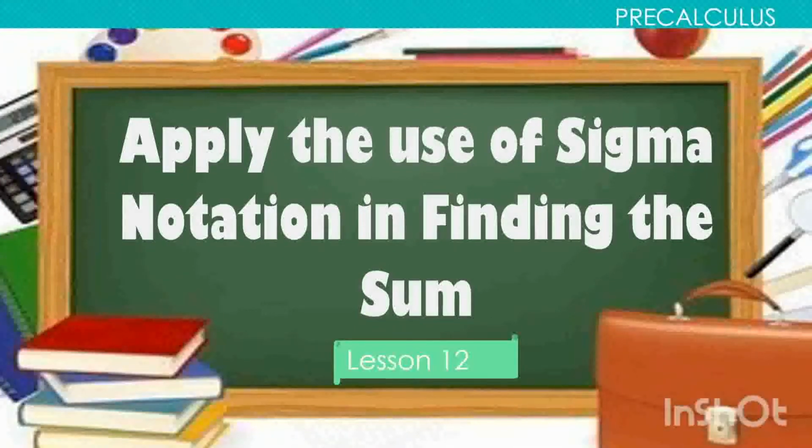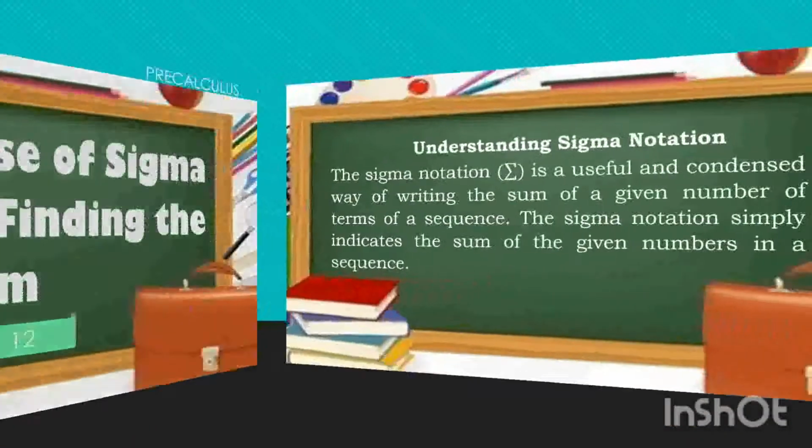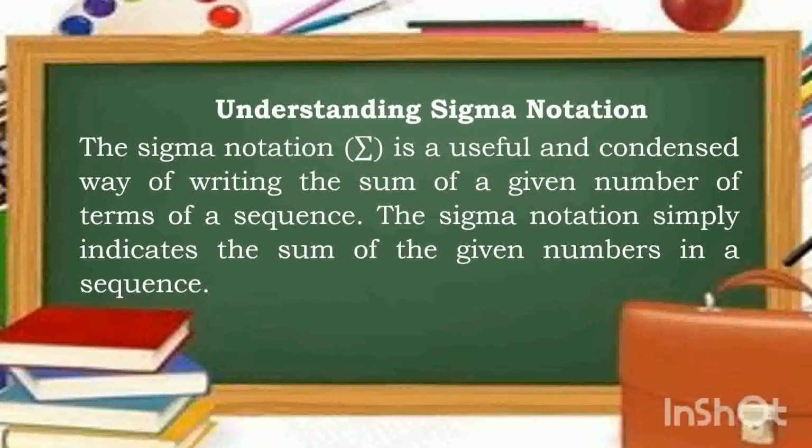For our lesson 12, applying the use of sigma notation in finding the sum. The sigma notation is a useful and condensed way of writing the sum of a given number of terms of a sequence. The sigma notation simply indicates the sum of the given numbers in a sequence.